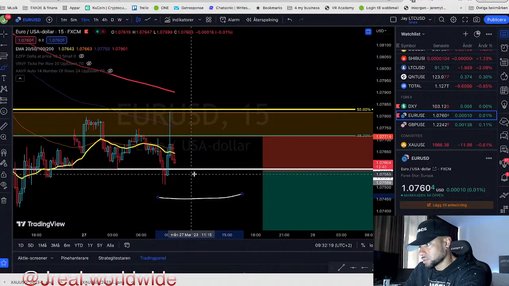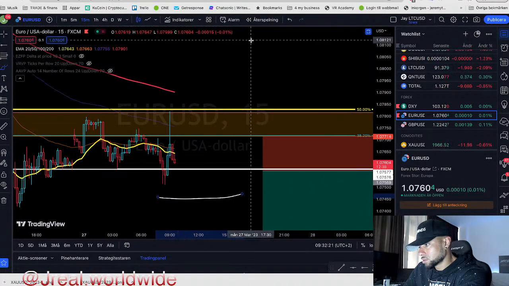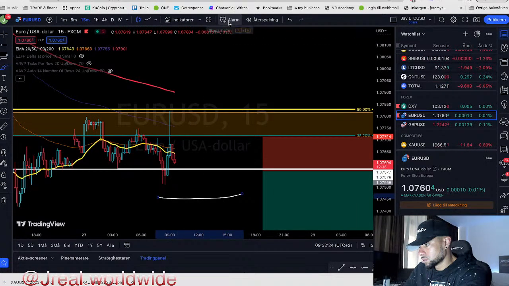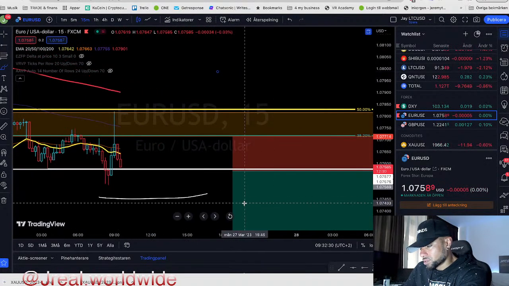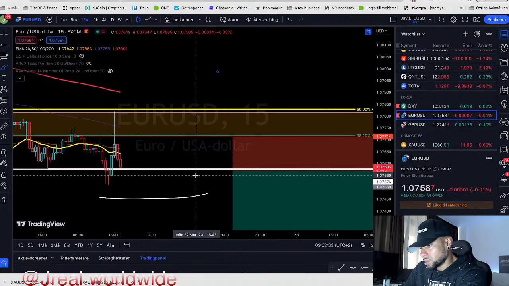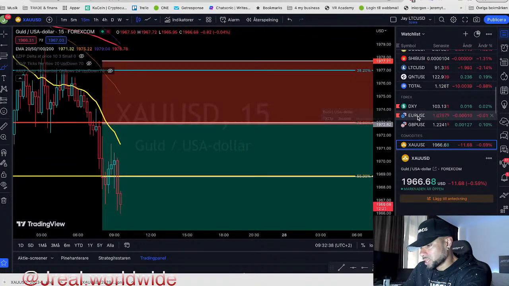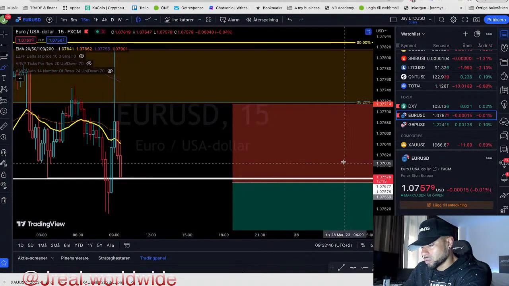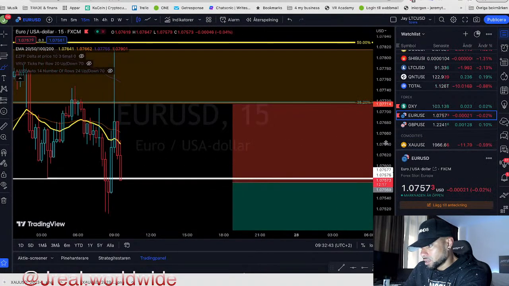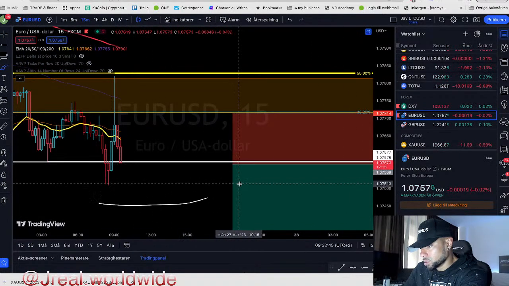All right. Maybe we don't need to because it's already getting very close to the entry zone. Yeah, market is getting there. Let's just check gold quick while we're doing that. Gold ain't doing much. All right, so we broke the zone.